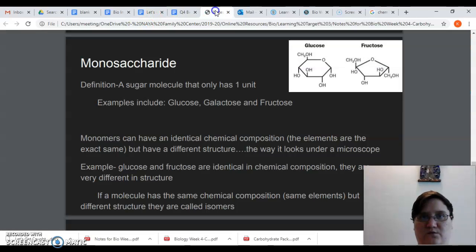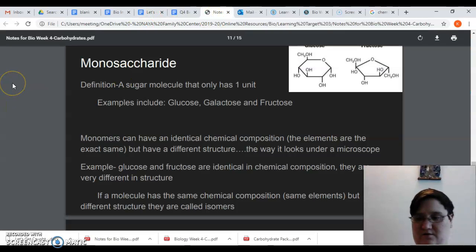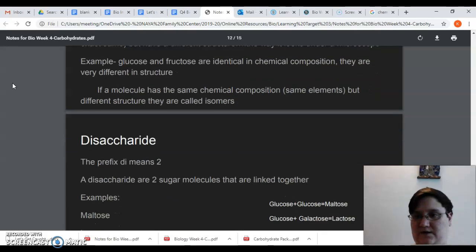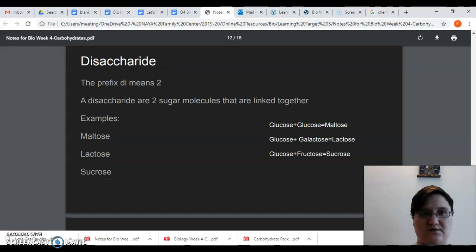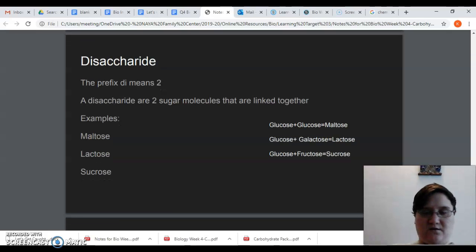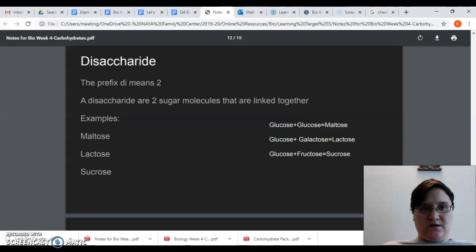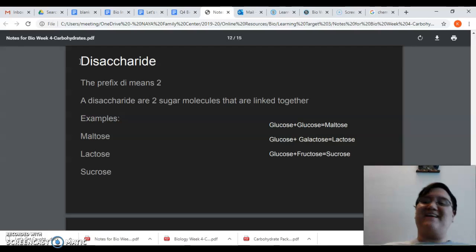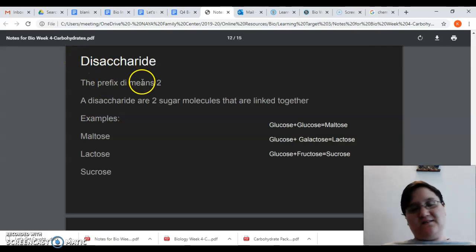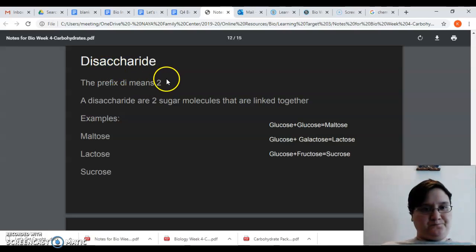Alright, so moving on with the notes. So that's monosaccharides. We just talked about monosaccharides, single unit. So for science, we're going to learn another prefix here. We've already talked about mono, which means one, and poly, which means many. Di, D-I, like dice. Typically you roll a dice, right? Two, well, I guess die. I don't think that's where that came from, actually. But the prefix di in this context means two.